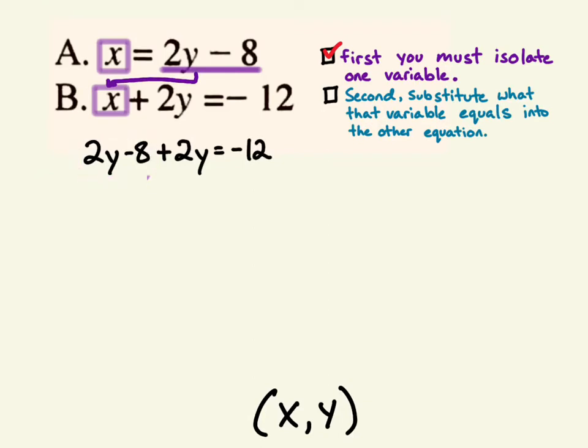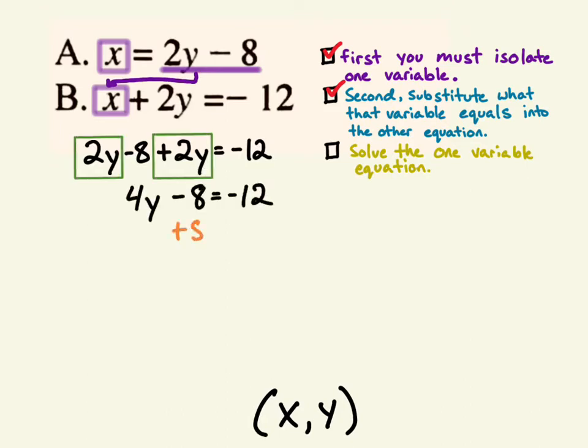And then solve the one variable equation for y. I have combining like terms first, and then start solving. So I use my inverse operations, add 8 to both sides, and then divide by 4 to get y equals negative 1. Oh, that should be negative. There we go.